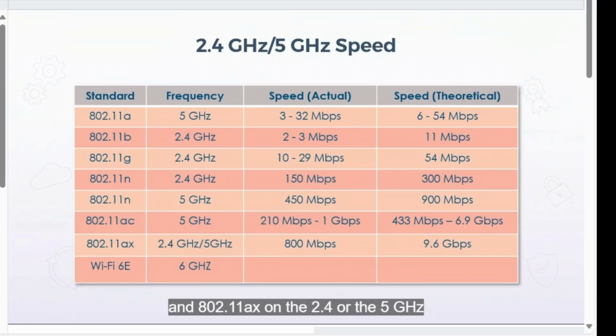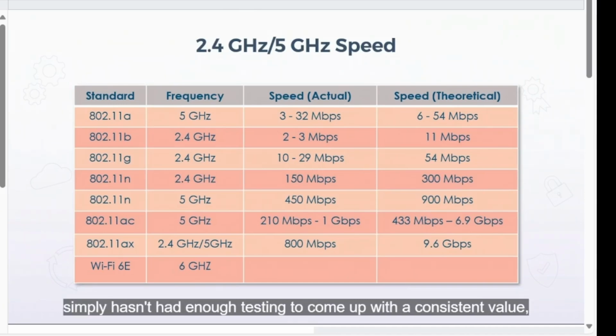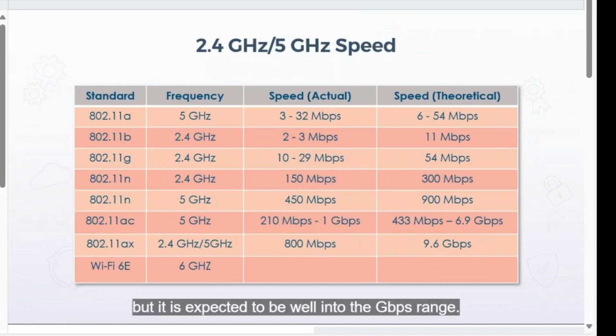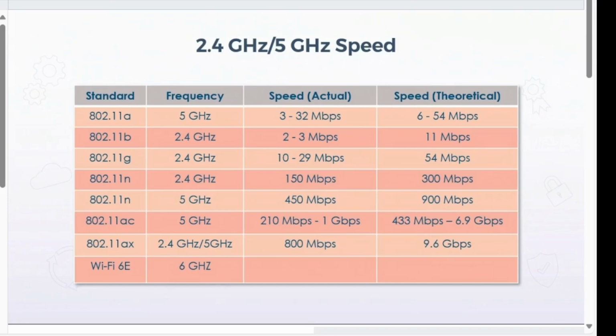And 802.11ax on the 2.4 or the 5 GHz, somewhere in the neighborhood of 800 megabits per second. And then once again, Wi-Fi 6E using the 6 GHz band simply hasn't had enough testing to come up with a consistent value, but it is expected to be well into the gigabit per second range.